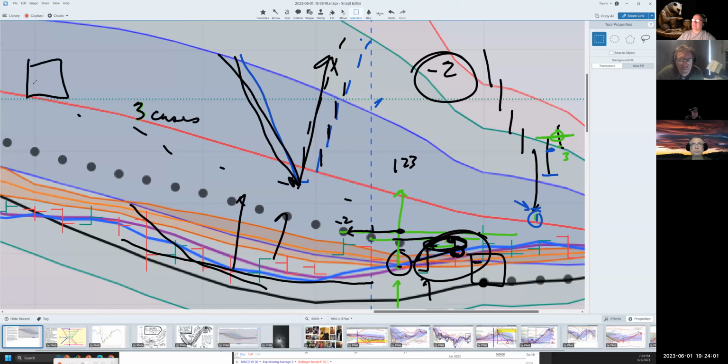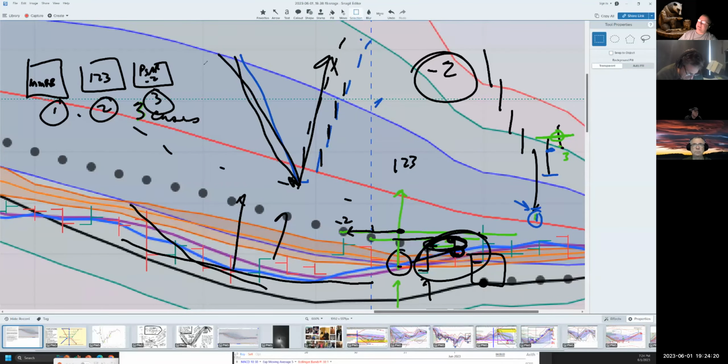There is like an MMRB off the bottom. There's a 1, 2, 3 entry. And then there is the PSAR -2 entry. And then I could say RLXD. So this is what that looks like then.